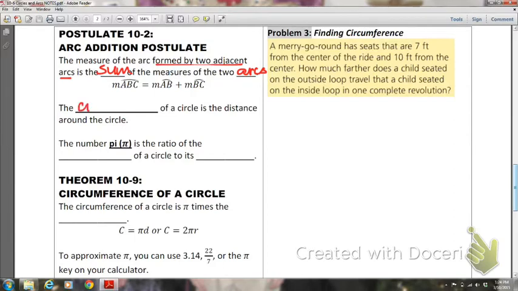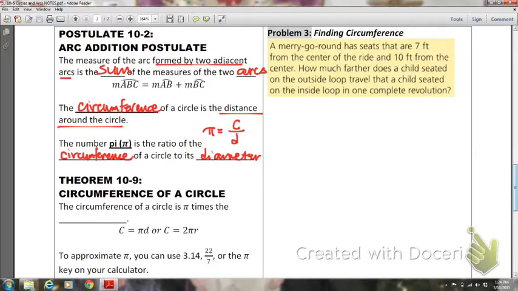Definition of circumference. The circumference of a circle is the distance around the circle. And we also need to know what the number pi is. The number pi is the ratio of the circumference of a circle to its diameter. So you could write that, pi is equal to the ratio of circumference over the diameter.